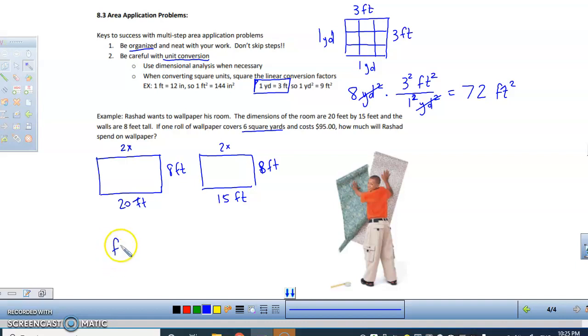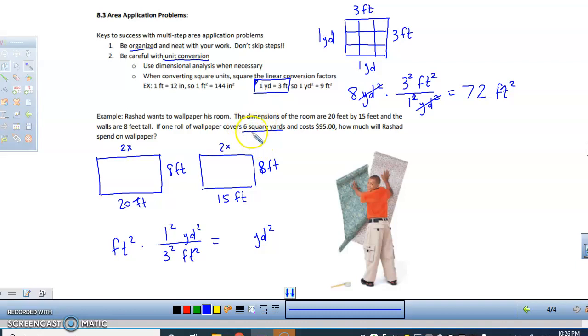So whatever area you get to wallpaper, you just want to make sure that you're going to convert that into square yards. So we're going to have feet squared, yards squared. And remember, it's 3 feet to 1 yard, but you got to square everything. So that's how you would convert this area into square yards.